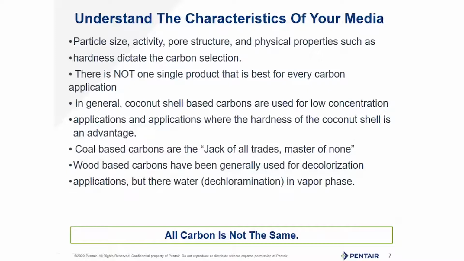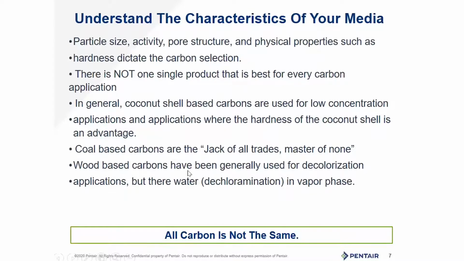So in general, coconut shell-based carbons are used for low concentrations of small volatile organics, where the hardness of the coconut shell is an advantage. Coal-based carbons are the jack of all trades and masters of none. So it's a real general use, used a lot in municipal work. Wood-based carbons are generally used for decolorization applications because they tend to make larger mesopore sizes rather than micropores. So really interesting uses of selection of carbon.